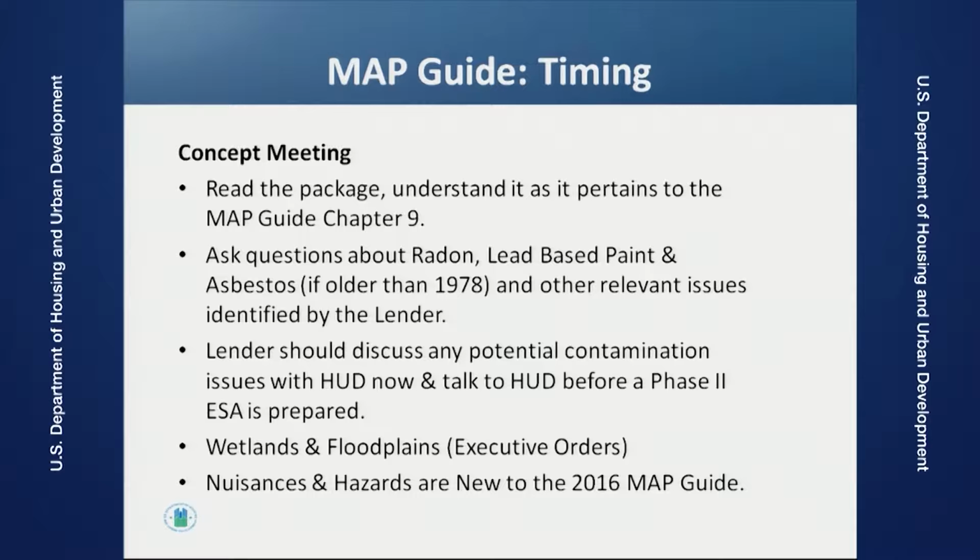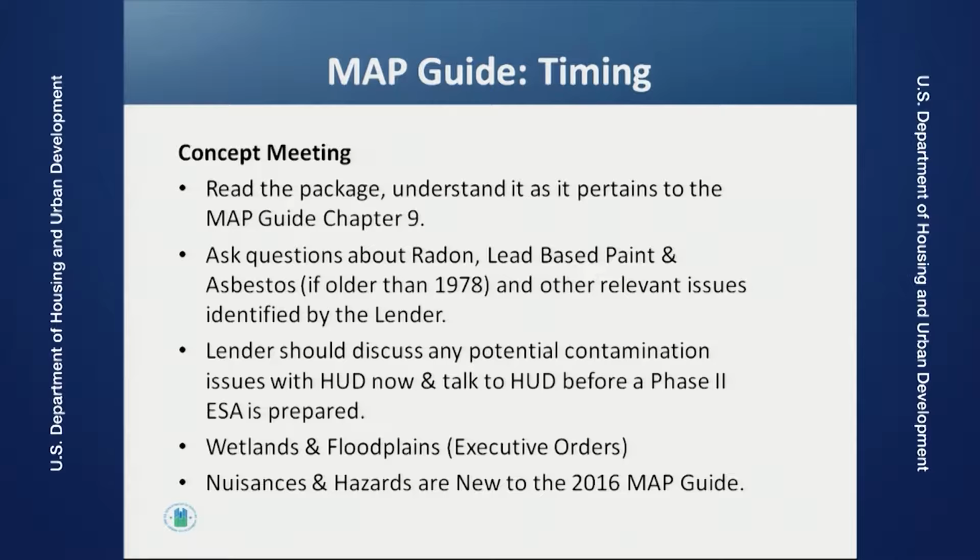Any potential contamination issues should be dealt with now at the concept meeting, and we advise that we talk to them before a Phase Two environmental site assessment is prepared. It costs money. It can waylay the entire process. We don't know what we're going to find until the Phase Two comes in. It may be a talking point. It may be that we concur and a Phase Two isn't necessary.